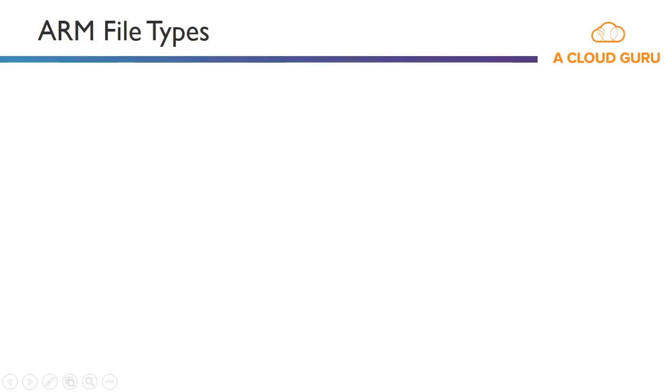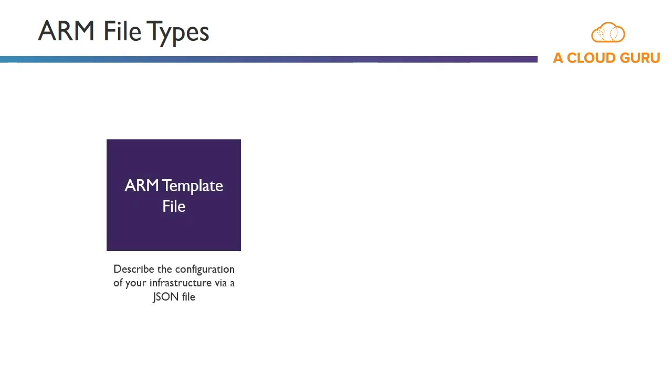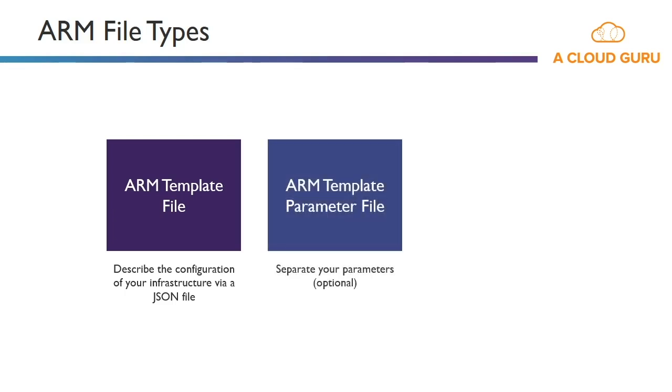The next thing we need to know are what are the different types of files that we will use with ARM. Well, we have our ARM template file itself. This is the main file that describes the configuration of our infrastructure in JSON syntax. If we want to, we can also have an optional parameters file. This allows us to separate out parameters that we want to pass into the template, so rather than typing them in as we deploy the template, we can simply create a file full of those parameters.